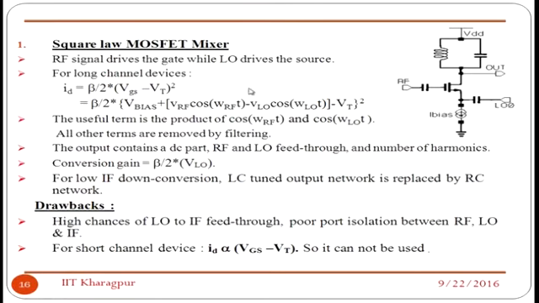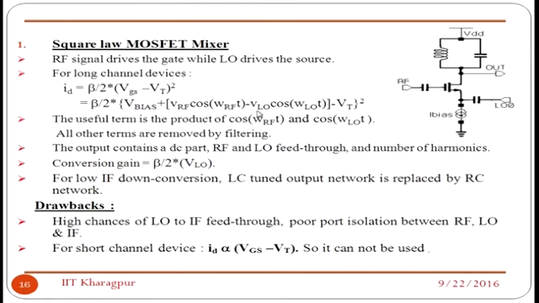You know that ID equals mu n Cox, that is beta by 2, times (VGS minus VT) whole square. Now what is VGS? In this case it will be V bias plus the RF in, V RF cos omega RF t, minus V LO cos omega LO t, minus VT, yes or no? That is VGS minus VT, the gate to source voltage. And now if you square this, which term will be important for you?